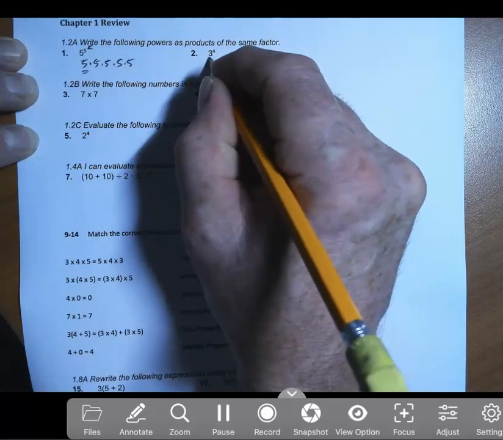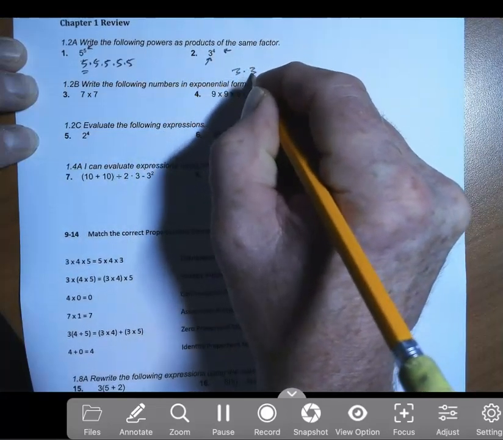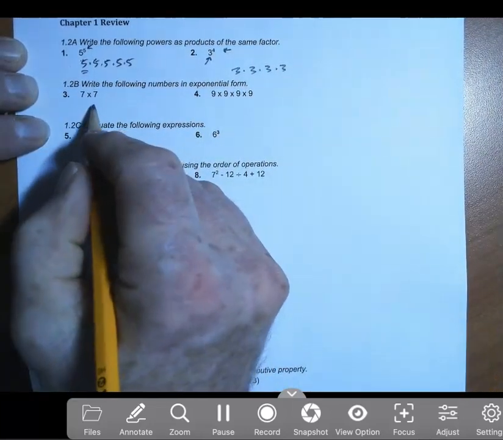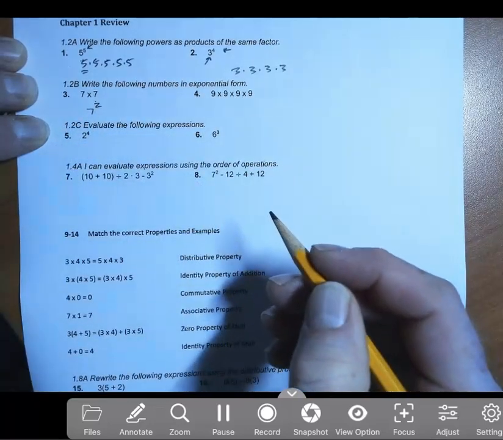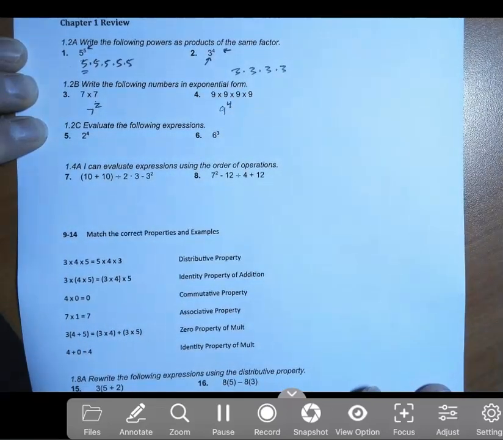So in this one, the base is 3, and we're going to multiply it by itself 4 times. 3 times 3 times 3 times 3. All right, now we're just going to write these in exponential form. So now the base is 7, and there's 2 of them. So we're just kind of going backwards. There's 9, and there's 4 of them.